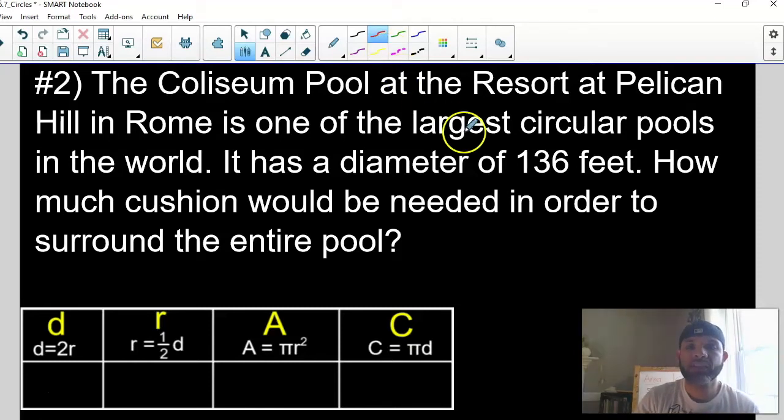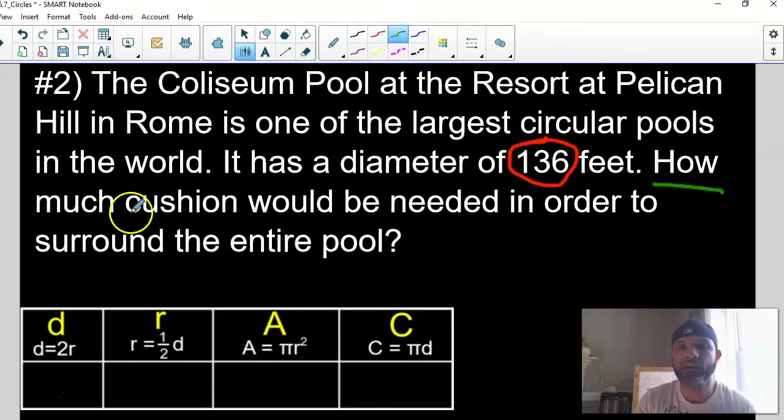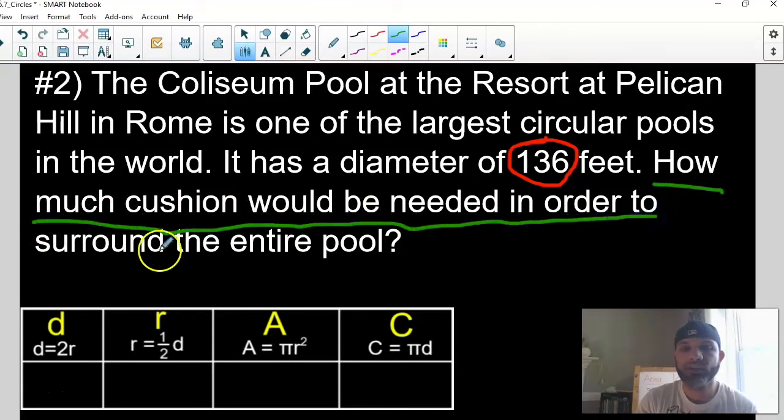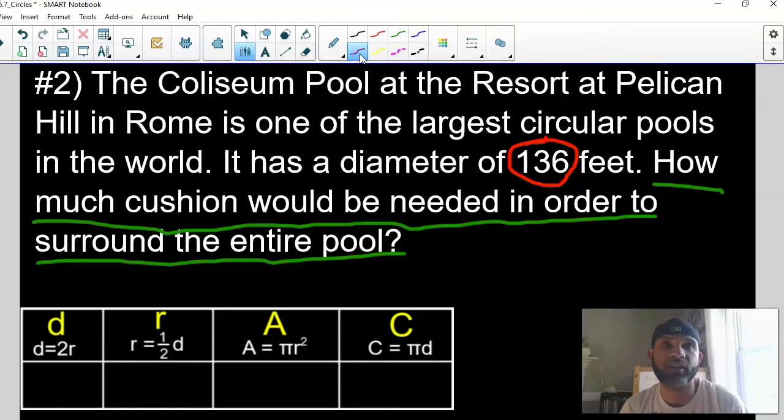Let's go ahead and use our CUBES. C stands for circle the number. U is the next thing: underline the question. How much cushion would be needed in order to surround the entire pool? Now we're going to box the keyword that tells us whether we're dealing with an area, perimeter, or circumference problem. What do you think is that keyword in here? Well, guess what? This is the guy right here.